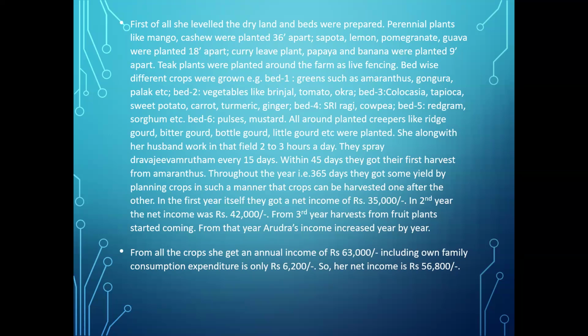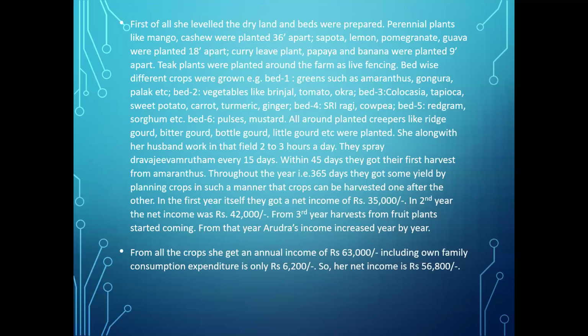They spray Dravajivamritam every 15 days. Within 45 days, they got their first harvest from amaranthus. Throughout the year, 365 days, they got some yield by planting crops in such a manner that crops can be harvested one after the other.